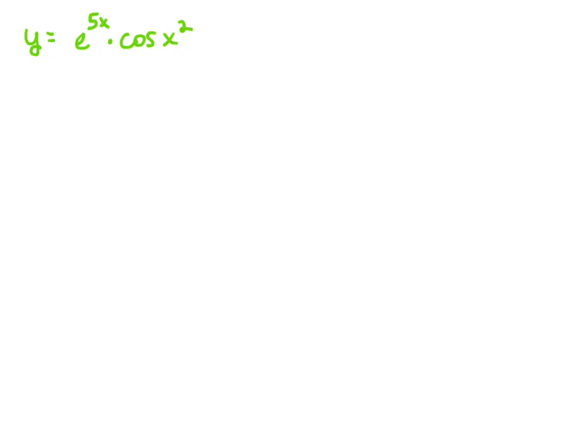So remember with the product rule, we're going to look at this as f times g. So e to the 5x, that's going to be my f. G is the cosine x squared. What I'm going to do is find these two derivatives first. Find f prime and g prime first.